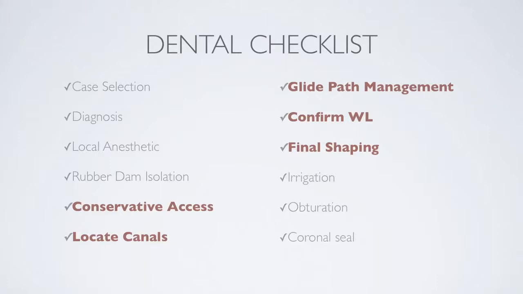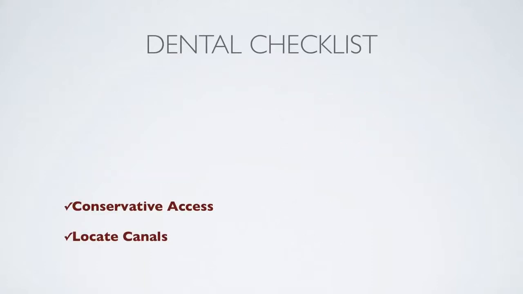Let's take on the first 2 of the highlighted segments, which are conservative access and locating the canal. Now that we have the rubber dam in place, it's time to perform a conservative access preparation. I always start with a Lexicon Endo Access burr. This burr allows for ease of penetration into the pulp chamber.